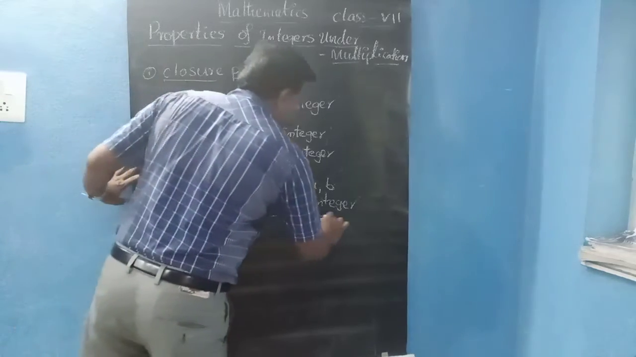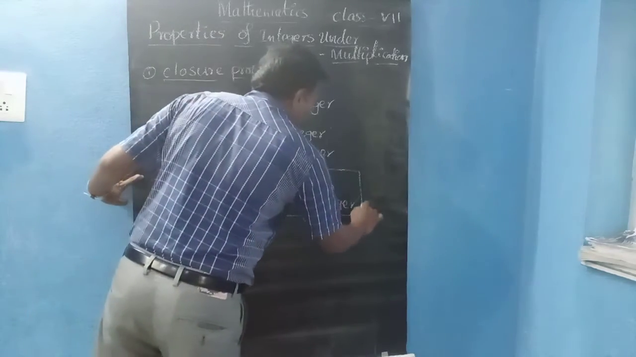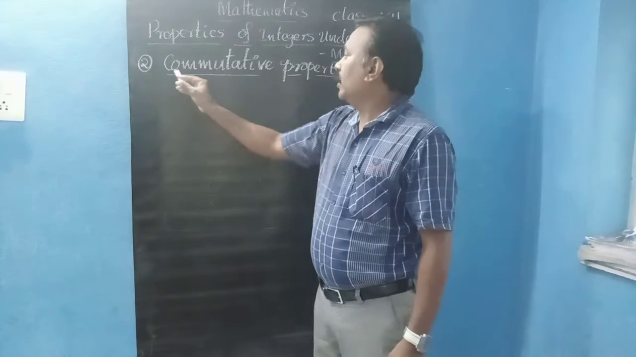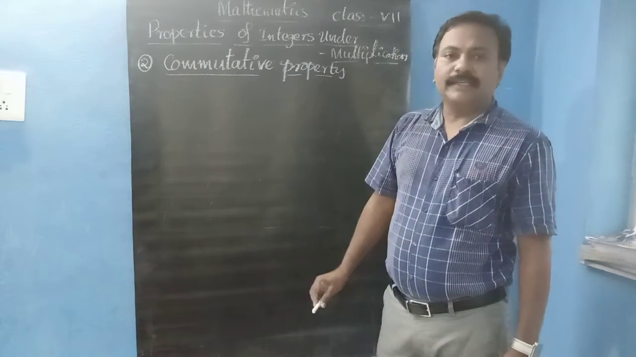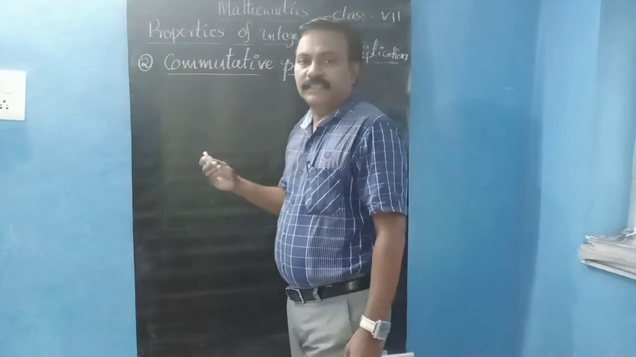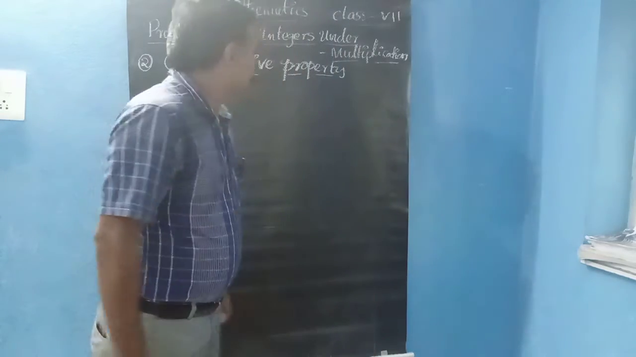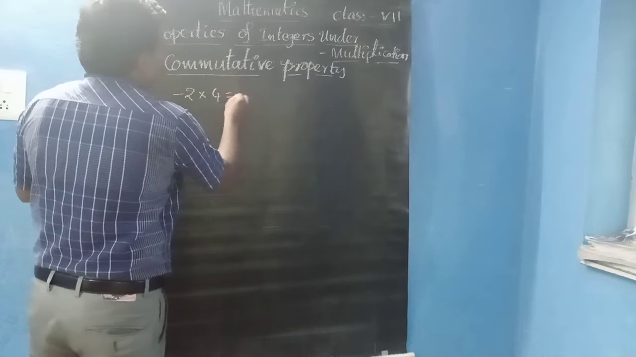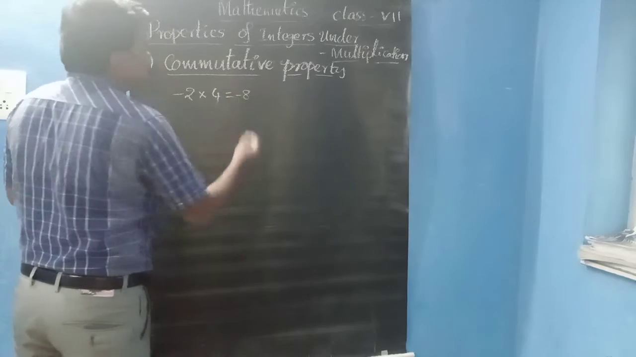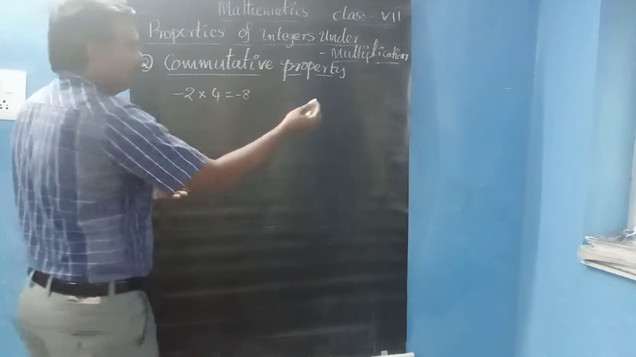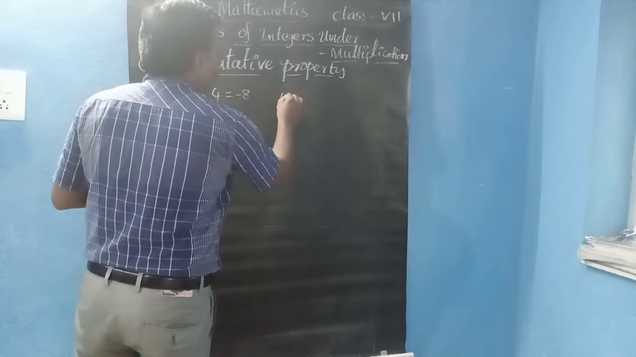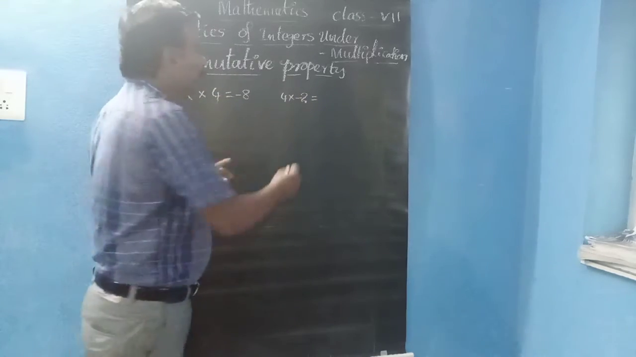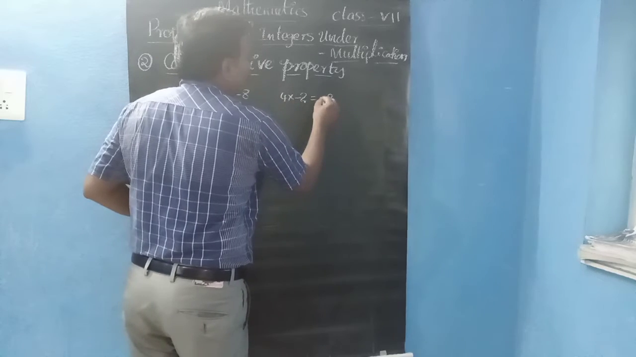Second property, commutative property. Now I will take some examples for your better understanding. Minus 2 into 4: 4 2s are 8, minus 8. This is the first statement. Now take the other statement: 4 into minus 2. 4 2s are 8, plus into minus, minus 8.